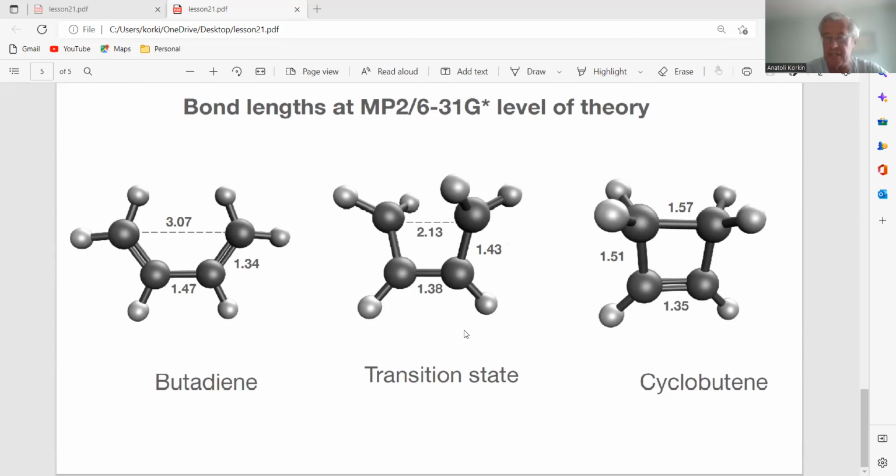I also calculated the energy. At this level of theory, the cyclobutene lies about 4 kilocalories higher than butadiene, and the transition state is about 40 kilocalories above butadiene. So that's what I get for this calculation, and let's resume our lesson.